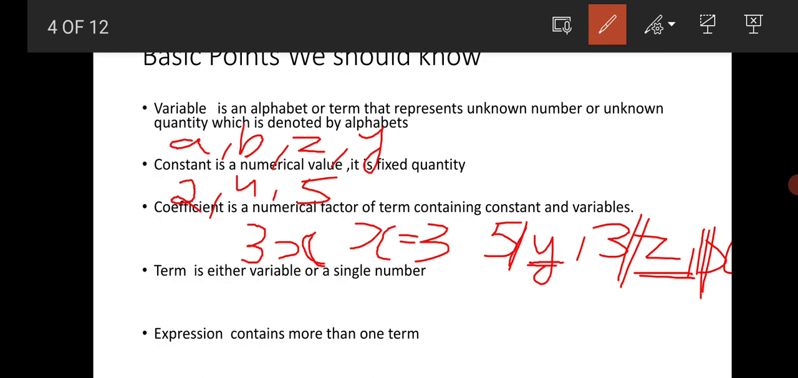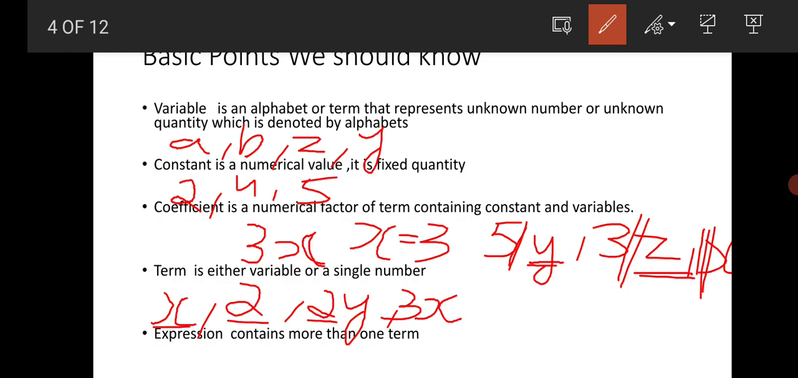A term is either a variable or a single number. A variable means an alphabet letter; we will take x. A single number is 2. We can take any: x is a variable and 2 is a number. We can also take 2y, 3x. These are single terms. You came to know what a term is.